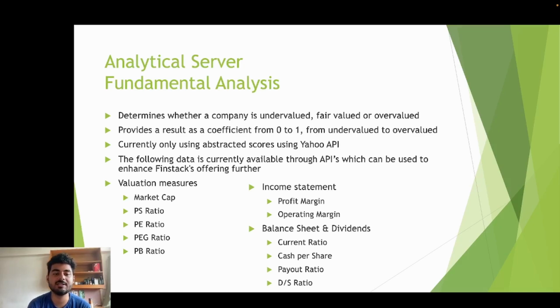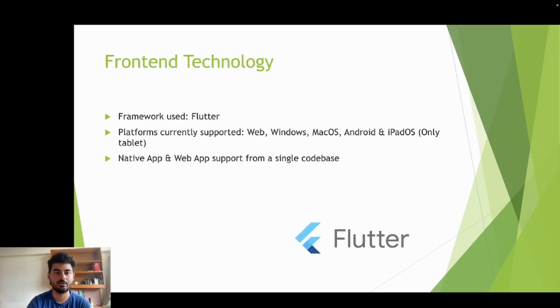Our fundamental analysis determines whether a company is undervalued, fair valued, or overvalued based on a number of metrics. The coefficient shown is from 0 to 1 to show if it's undervalued or overvalued. We have a lot of metrics that we can use, for example, valuation metrics, income statement and balance sheet, and dividend that can be used. And we're also using, as I said, alternate data to show and populate fields on our interface.